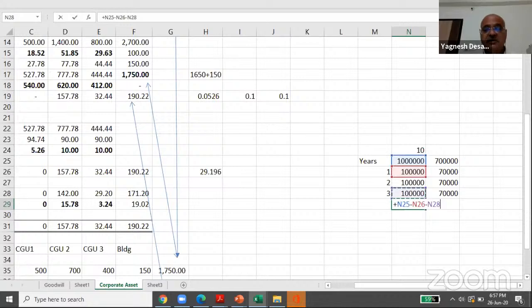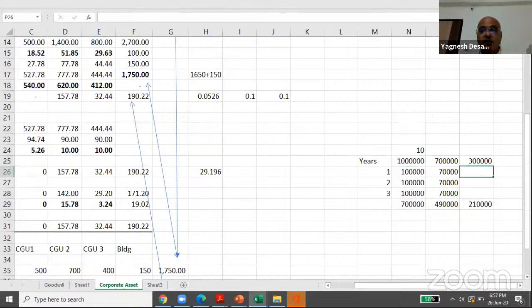Had I not impaired, it would have been 7 lakhs. And what is the carrying value now? 4 lakhs 90,000. So what is the difference, sir? 7 lakhs minus 4 lakhs 90,000. Now how much loss had I taken? Wait a minute, the loss taken was 3 lakhs. Yes, so now let us see one thing.